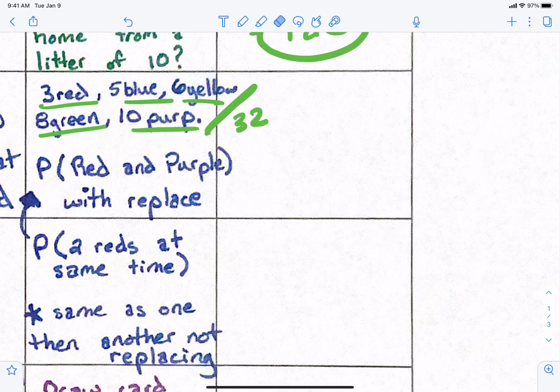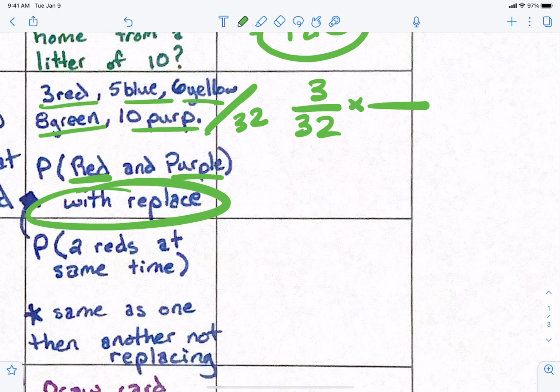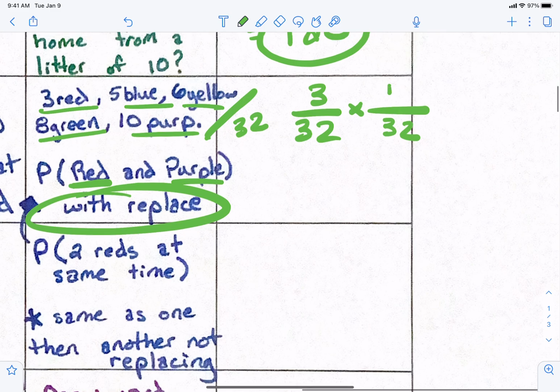All right, we want to know the probability of a red and a purple. So how many marbles am I choosing? I'm choosing 2 of them, right? So that's why I am multiplying those together. Choosing 2 marbles, I'm multiplying. How many reds are there? 3 out of 32, and it says with replacement, so they're independent of one another. So I still have 32 marbles the second time, but I'm choosing a purple one, which is 10 out of 32.